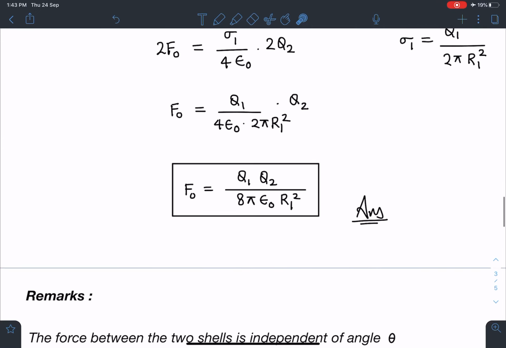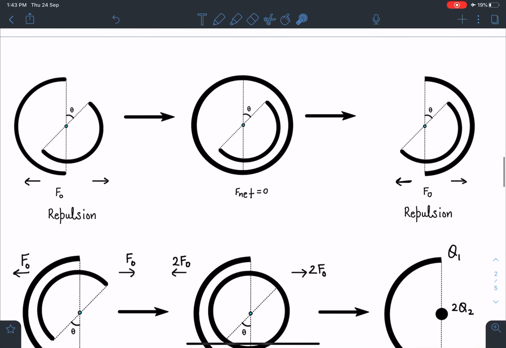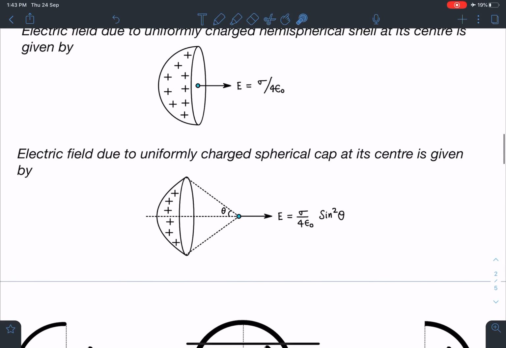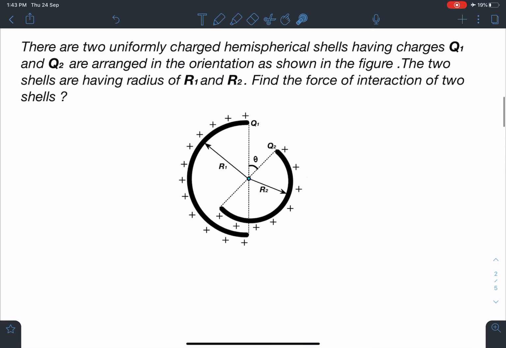I hope you have enjoyed this problem. It's a very beautiful problem, very conceptual, and zero calculations. So such type of questions are a very potential candidate for JEE Advanced type of exam.